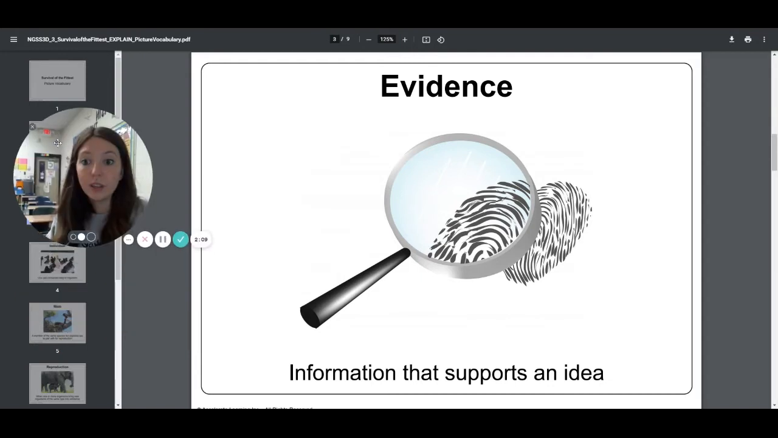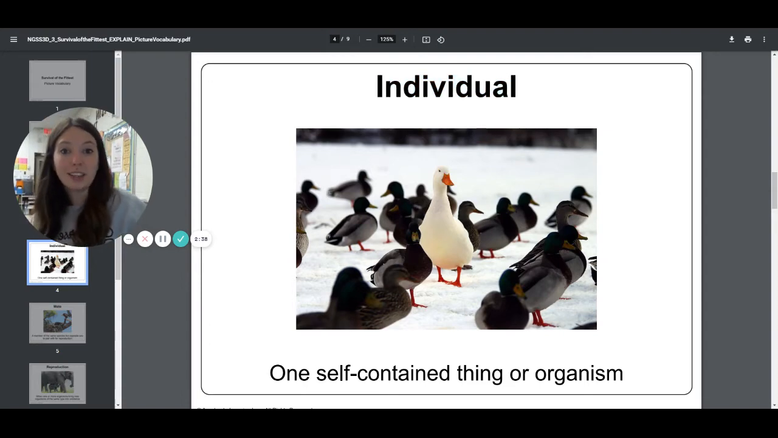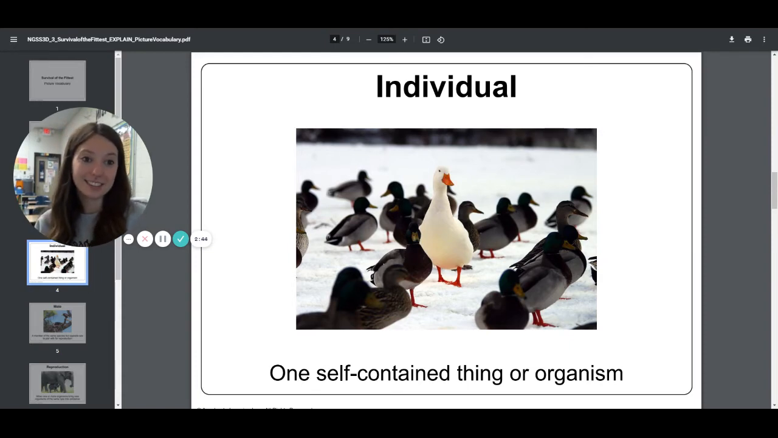Evidence. Your next word is the word individual. Say individual. Good. Let's spell it. I-N-D-I-V-I-D-U-A-L. Individual. Let's see how many jumping jacks you're going to do. 10. Go ahead and start your 10 jumping jacks. 1, 2, 3, 4, 5, 6, 7, 8, 9, 10. Good. Individual is the word.